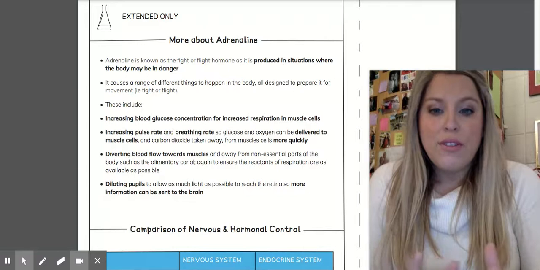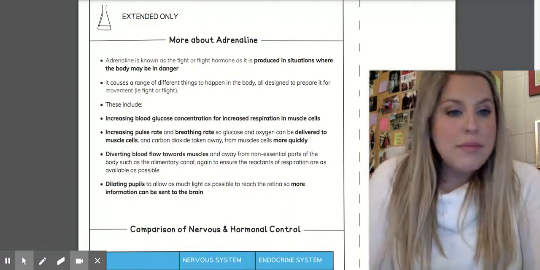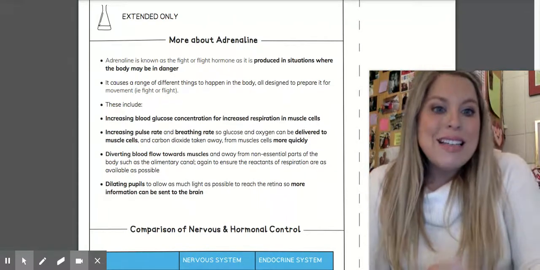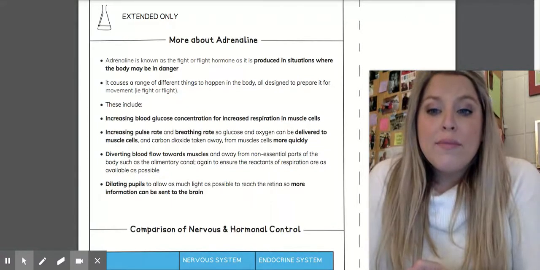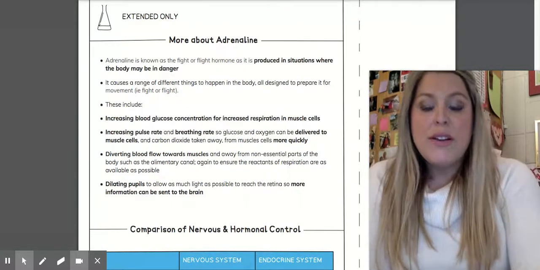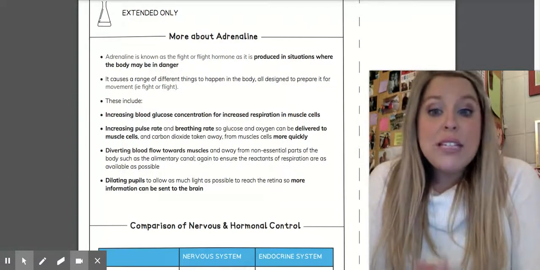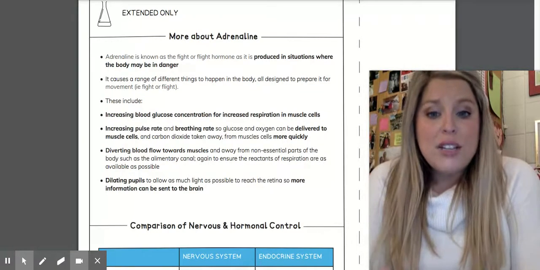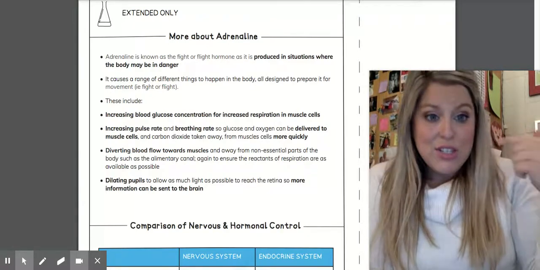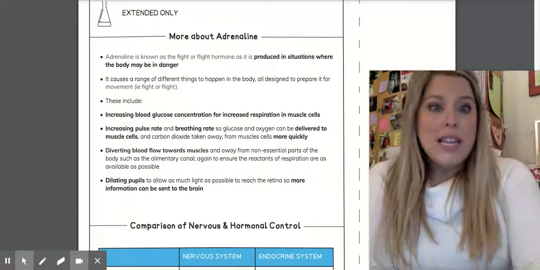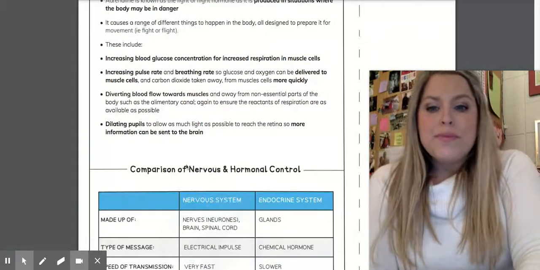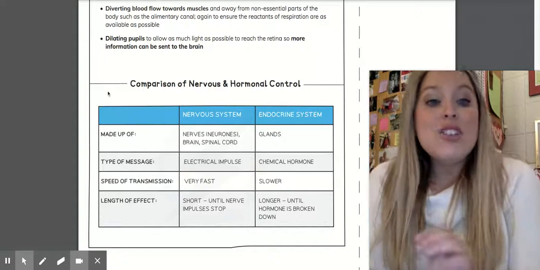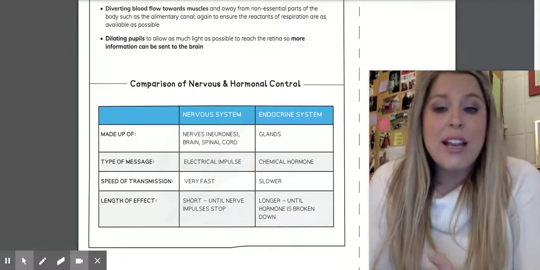So, depending on what type of response is needed, it can divert more blood flow towards the muscles where they would be targeted. And then, of course, dilating your pupils to allow in as much light as possible to reach the retina so more information can be sent to your brain. So taking it all in, remember, our eye is a receptor. And this is a great table. Again, it will be provided in your notes.